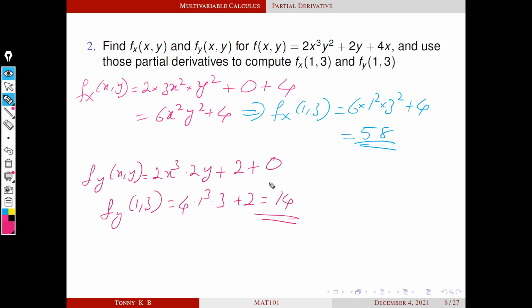Okay, so we can find the partial derivative in either of these two ways. Better, this is more easy to evaluate. First, you simply differentiate the expression with respect to x by treating y as a constant. Then you substitute the point. Okay.